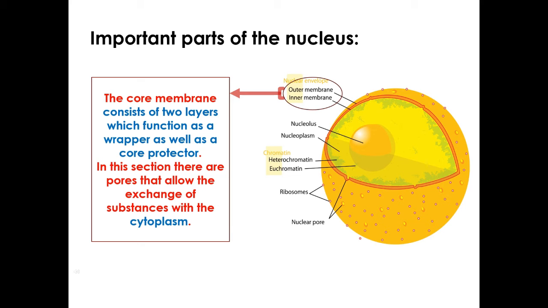The nucleus has some important parts. The first are the outer membrane and the inner membrane. The nuclear membrane consists of two layers which function as a wrapper as well as a protector of the cell. In this section, there are pores that allow the exchange of substances with the cytoplasm.